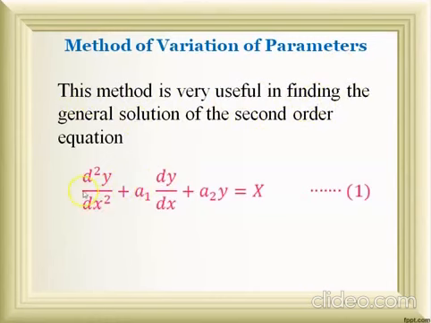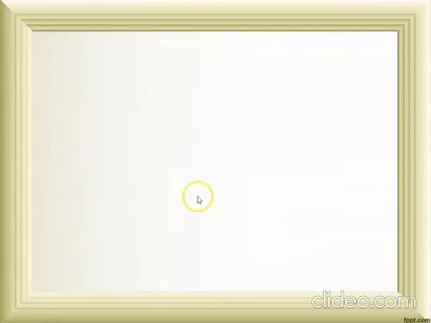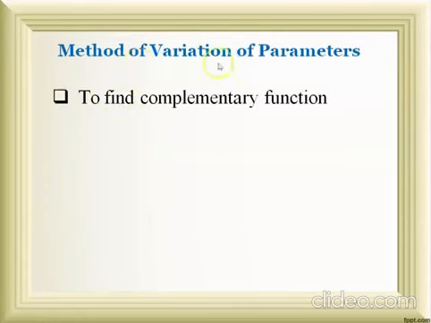The general form of the second order equation is d square y by dx square plus a1 into dy by dx plus a2 into y is equal to capital X. Here X is a function of x. It may be exponential, trigonometric or algebraic term. So this final solution consists of the complementary function as well as the particular integral.